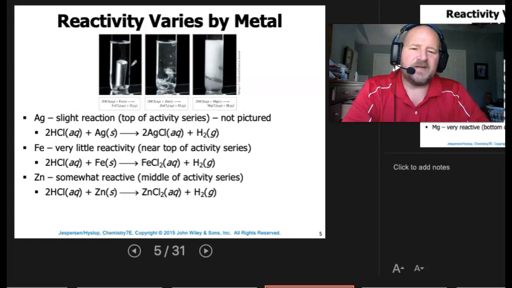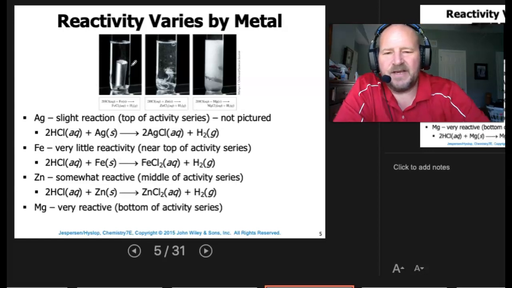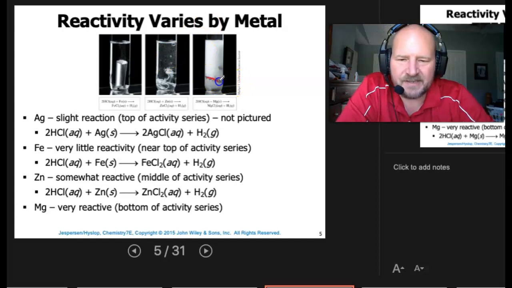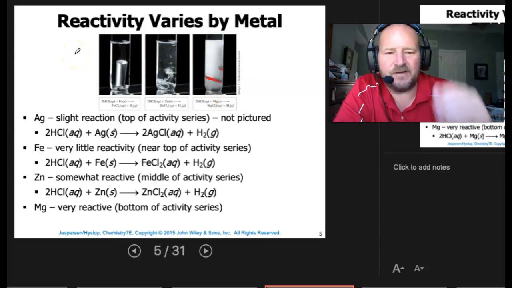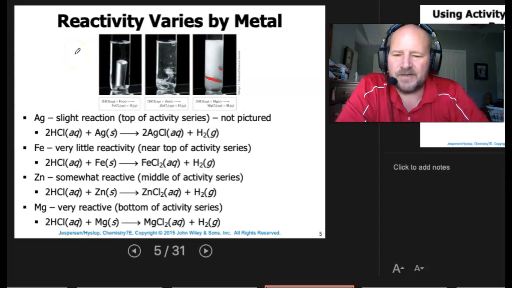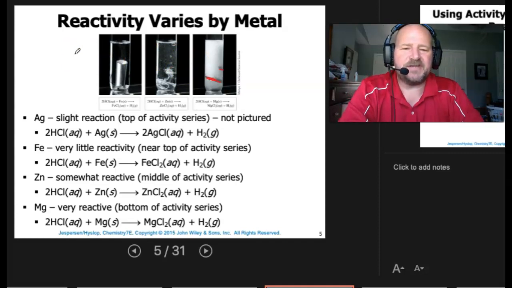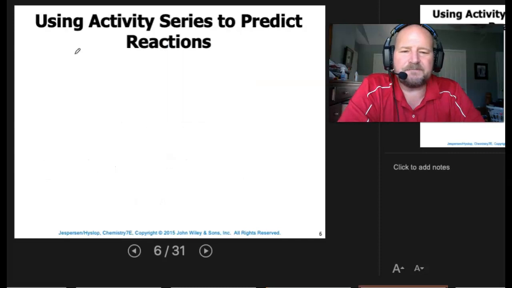And then last but not least, if I take a chunk of magnesium and I throw it in, you can barely see that's the magnesium right there. Right? You can barely see it over top of all of the bubbles that are being formed from the hydrogen gas that's evolving off of the reaction. So here we have HCl plus Mg gives us magnesium chloride and hydrogen gas.